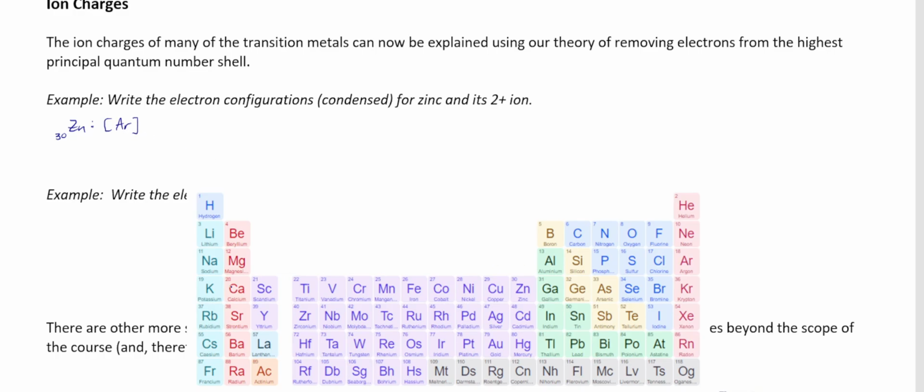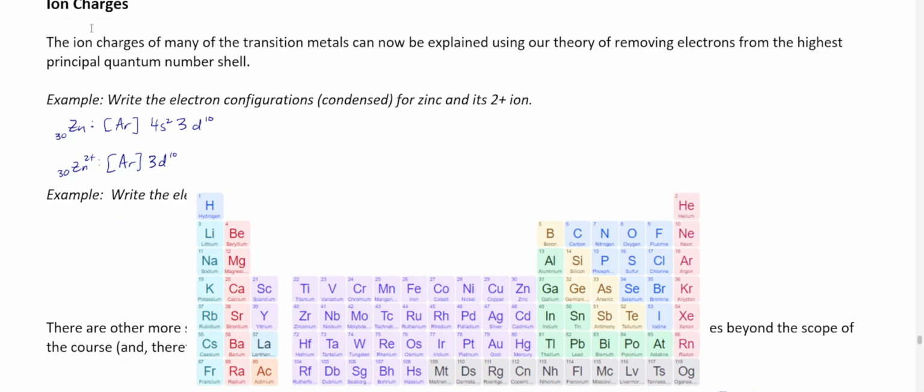And so then I'm going to say 4s2, and then 3d10. Okay, so that's for zinc. Now, for the zinc 2+ ion, remember, I remove electrons from the highest principal quantum number. So the reason why it forms a 2+ ion is because 2 electrons are removed from the 4s orbital. So then I just have argon and 3d10.